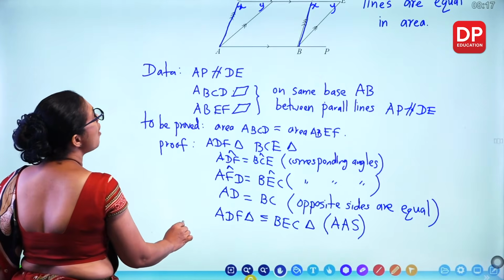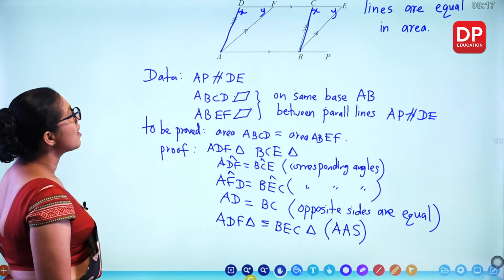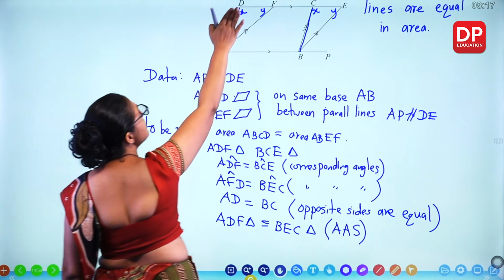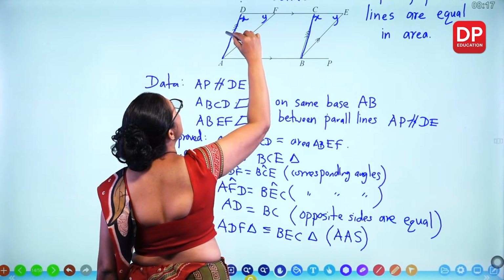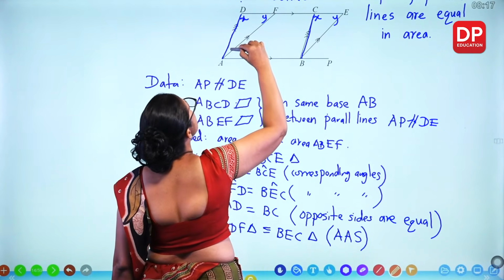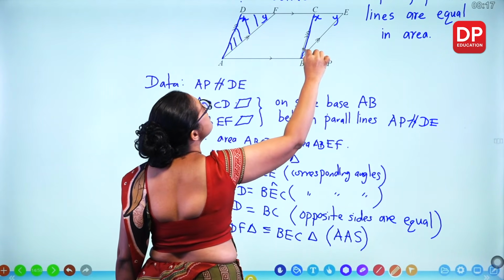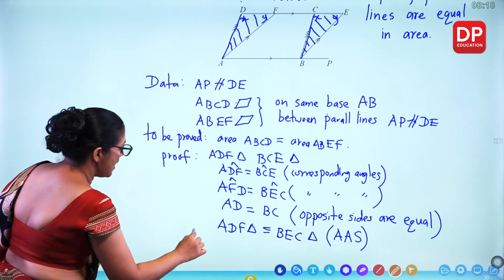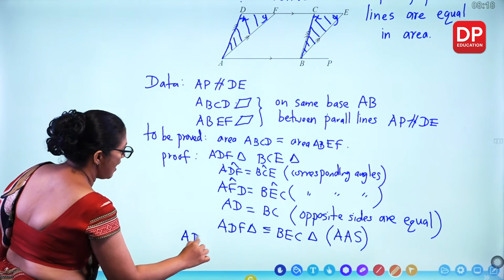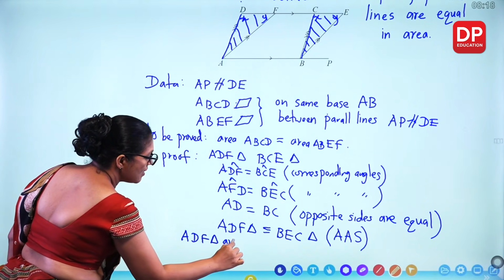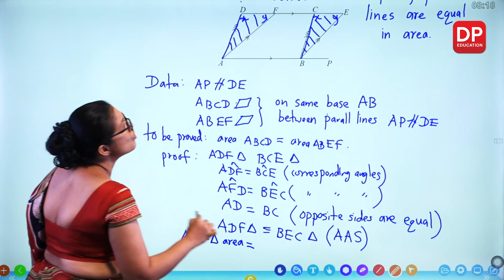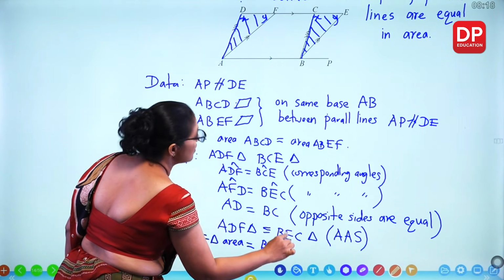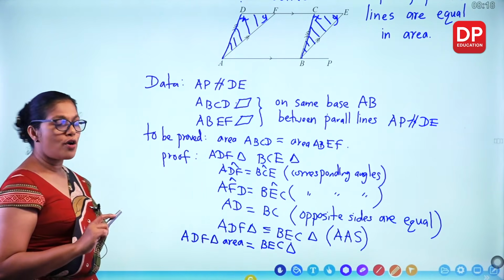When these two are congruent, what can you say about the area of the triangles? I can say this area is same as this area. I can write ADF triangle area is equal to BEC triangle because these two are congruent.